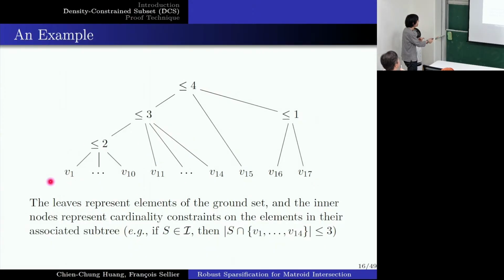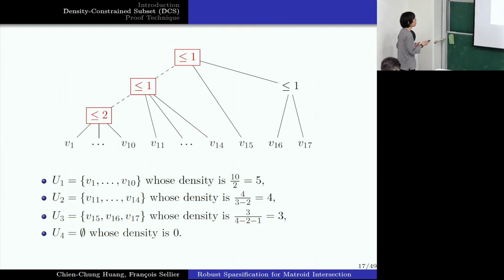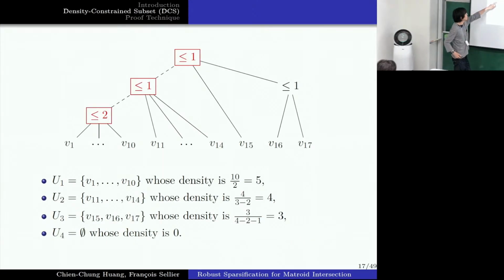So okay, good. This part has density 5, because you have 10 elements against rank 2. But this part has density 14 divided by 3, which is less than 5. And the entire tree would be 17 divided by 4. So the first one, U1, is going to be this part, with density 5.